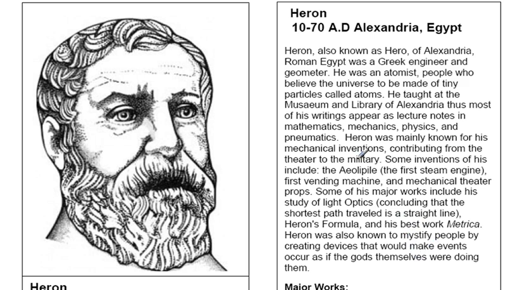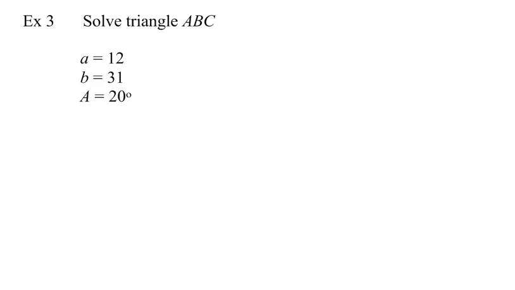He was mainly known for his mechanical inventions, contributing from the theater to the military. And here's his invention. The first steam engine, I like this one, the first vending machine. So little bonus, go online and check out what the first vending machine gave out. Remember, this was about the year 50. So about 2,000 years ago, he invented a vending machine. Kind of strange that something like that would happen. All right, so a little bit about Heron. Let's go into another example.